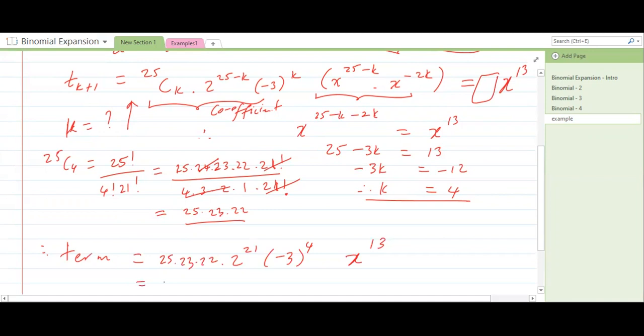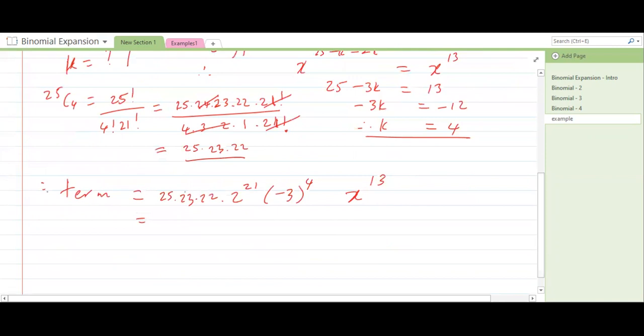We can simplify further. We can see how large this number is because of 2 to the power 21, so we can simplify it in exponents. So 25 is 5 squared. 23 is a prime number. 22 is 2 times 11. This is 2 to the power 21. And this is 3 to the power 4, x to the power 13. So my final answer, we can take this 2 and group it up there, and 5 squared, which is 25.